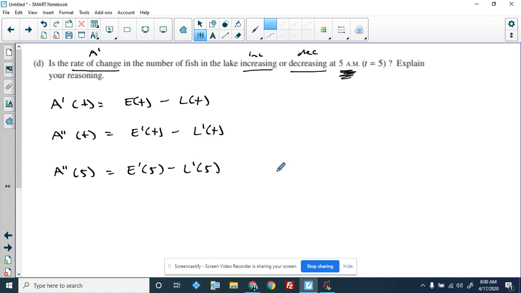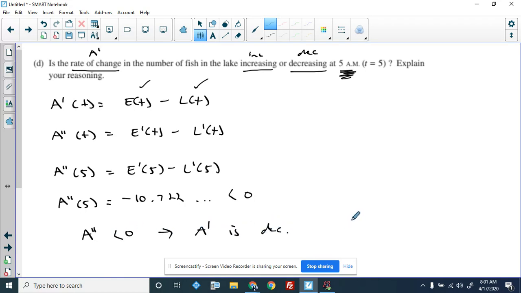So if you do this, and you're like, well, how the heck would I do that? Again, maybe this may be lucky for you, right? This was a calculator question. So these functions, that could be in y1, that could be in y2. To now get the derivative at 5, how would you do it? You do nDeriv of that function at 5. So this is just chuck it in your calculator. And maybe you should do it just for kicks and giggles. If you do it, you're going to get negative 10.722. Now, I don't care that it's negative 10. I care that it's negative. I care that it's less than 0. So if A double prime is less than 0, that means that A prime is decreasing. Okay, so the rate of change in the number of fish is decreasing.